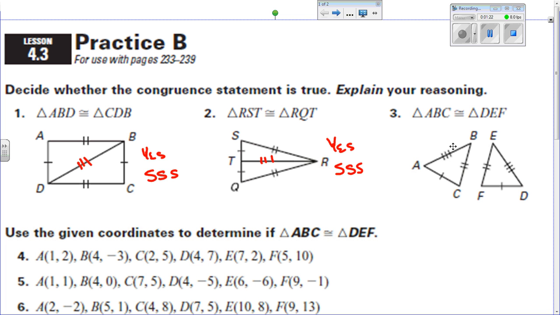ABC congruent to DEF. AB has the three markings. DE has the three markings. BC has two markings. EF has two markings. And then AC and FD. Yes, and side, side, side.